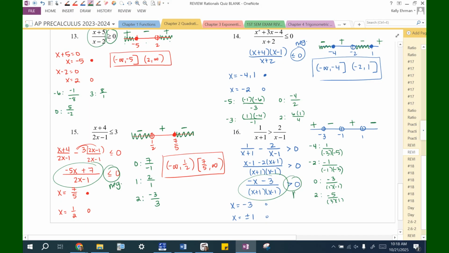I want positives because this is greater than. So the solution set is negative infinity to negative 3 and negative 1 to 1. Parentheses all around because this was only a greater than problem, not greater than or equal to.